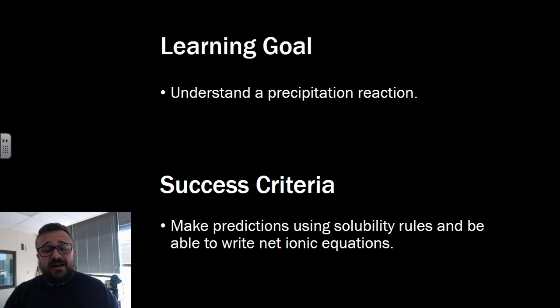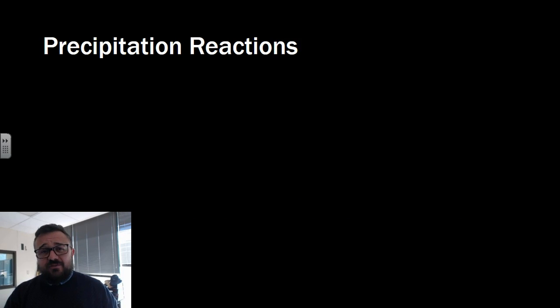Now, our learning goal here is to understand a precipitation reaction. We want to know what happens. And we should be able to, by the end of this, make predictions using solubility rules and write these down as net ionic equations.